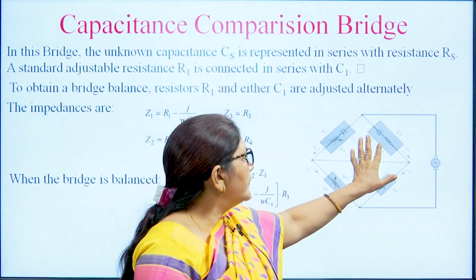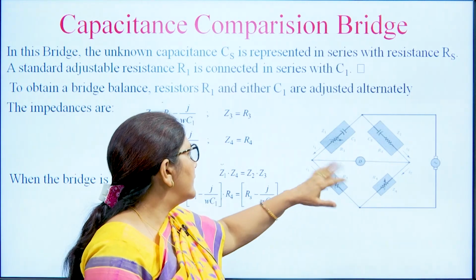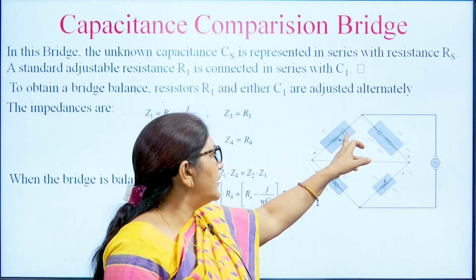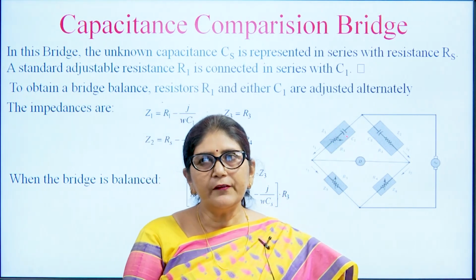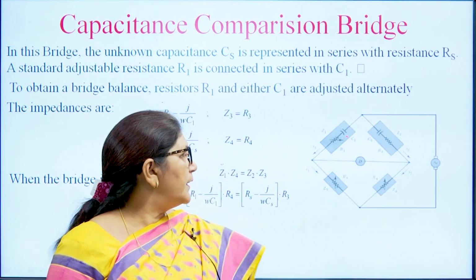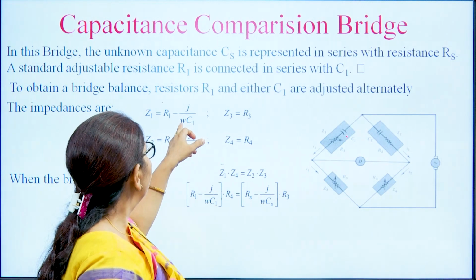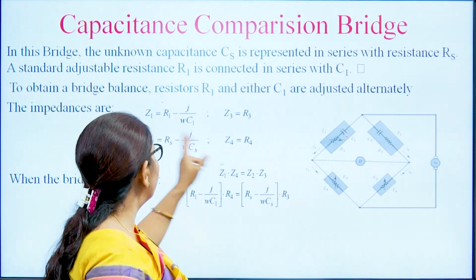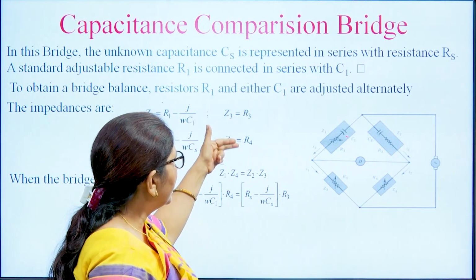Suppose in this circuit the two arms have a variable resistance, and in one arm there is the unknown impedance Zs, shown as a series combination. Then there is a known standard capacitance, and then there is a variable resistance. In series combination, Z1 is equal to R1 plus J by omega c. Similarly, Z2 is equal to Rs plus this one, also because this is in series. Z3 and Z4 are R3 and R4.